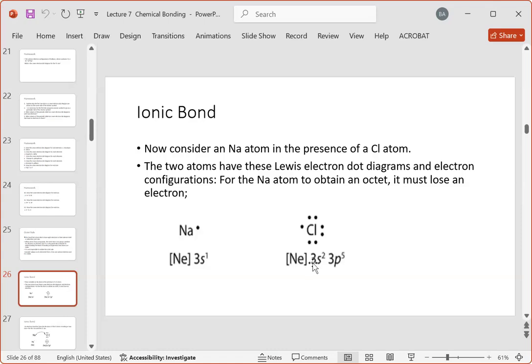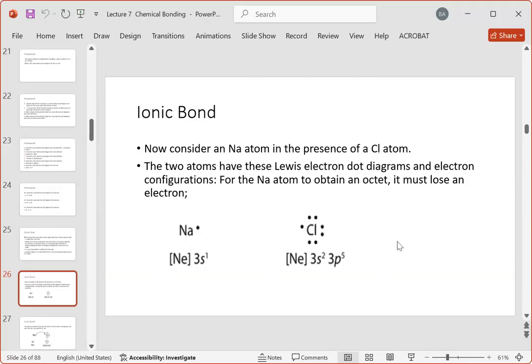Now this is chlorine, and the chlorine's valence shell is 3s also. So we have 3s2 and 3p5. So these 7 electrons are its valence electrons, the 2 and then the 5, adding together becomes 7. Those are the electrons at the outermost. They are out there, and they want to have 8 electrons.